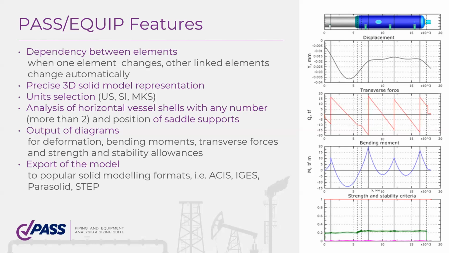Also, we are trying to make entering the model, or defining the model, as simple as possible, and also not only defining the model, but also editing the model. And for this, we follow the dependency between elements. For example, if you define some vessel with shell and attached heads, and you change the diameter of the vessel, the diameter of the attached heads will be changed automatically. Of course, you can operate in different units, so metric units or imperial units.